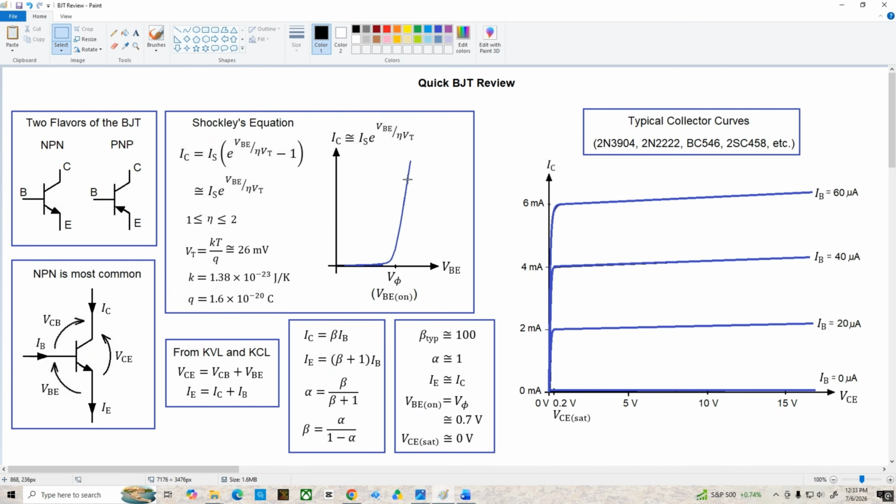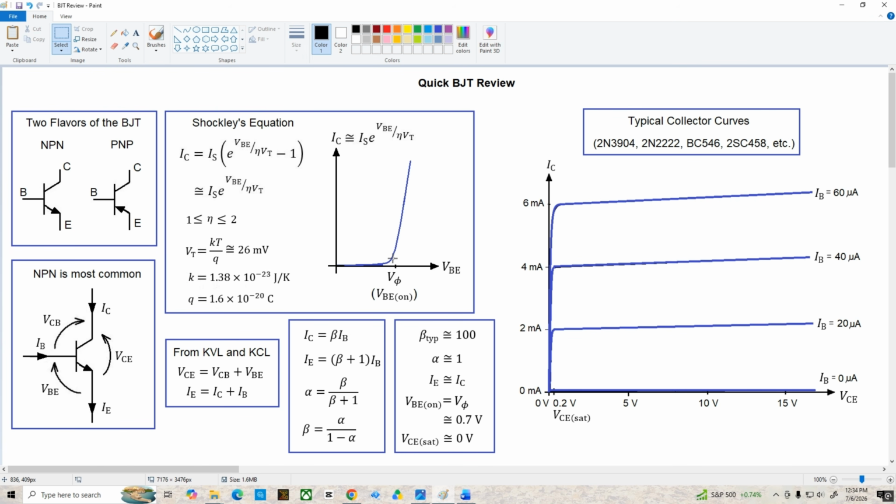Here, the voltage where the transistor turns on substantially is labeled V sub phi. It's often called the barrier potential, and sometimes it'll be labeled VBE on, but I usually like to use V sub phi because it's easier to write. And typically for a silicon transistor under normal operating conditions, the barrier potential is about 0.7 volts. Now, if we happen to be using a germanium transistor, it would be closer to 0.35 volts. And we'll need that when we use germanium transistors, but most of the time we're going to be dealing with silicon devices.